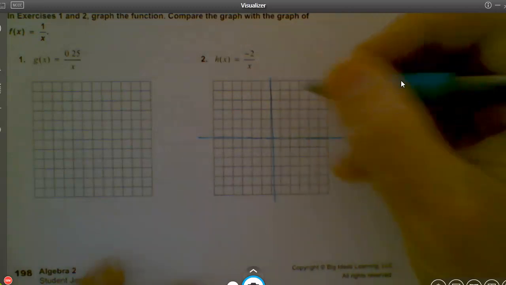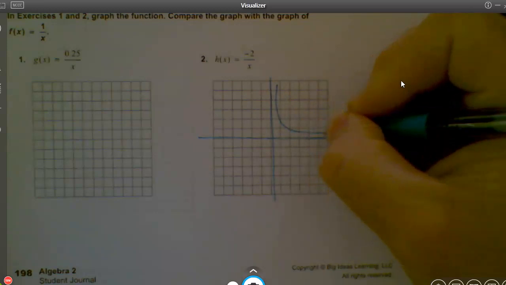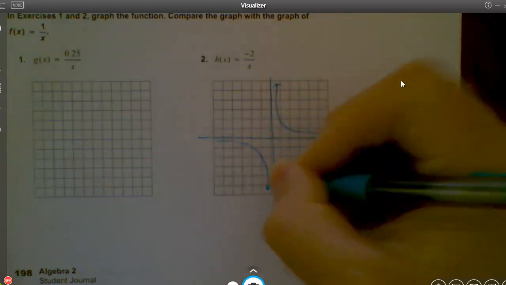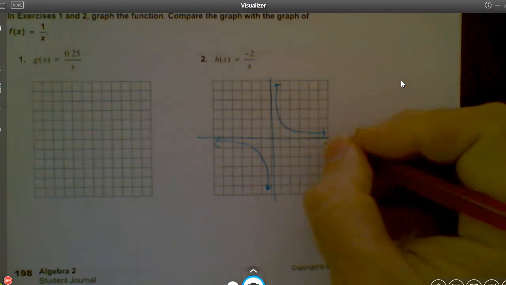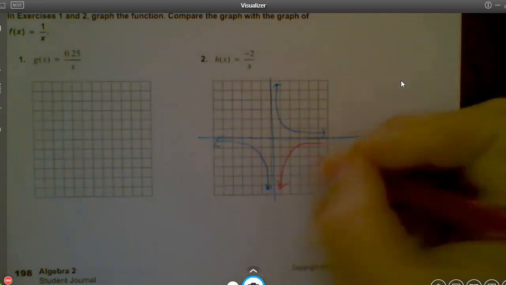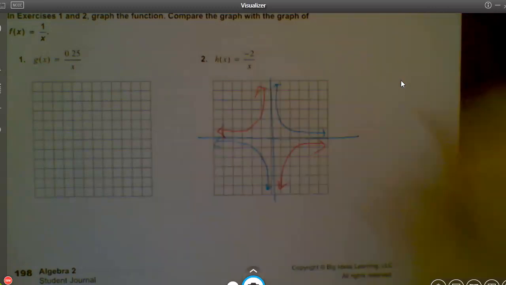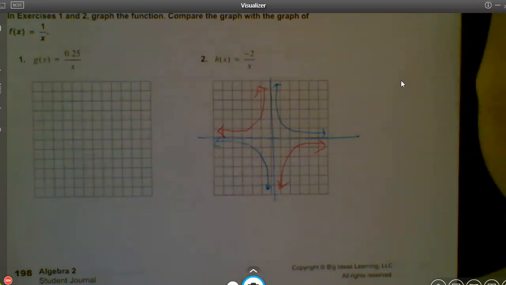So remember the parent function on these guys, if it's positive, is always going to look something like this. And anytime it's negative, like this one, it's going to cause it to go right here and right here. All right, so it's going to end up looking like the red one since our top number is negative for this guy.